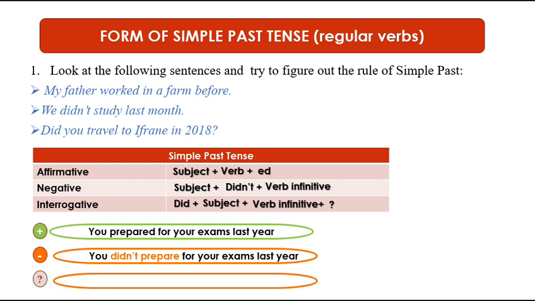For the interrogative form, we are going to start with the auxiliary did plus subject you plus verb infinitive, which is in this sentence prepare. Okay, so did you prepare for your exams last year? Plus question mark, of course. So these are the three forms of past simple of regular verbs.